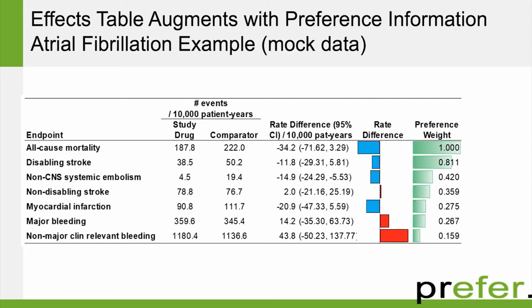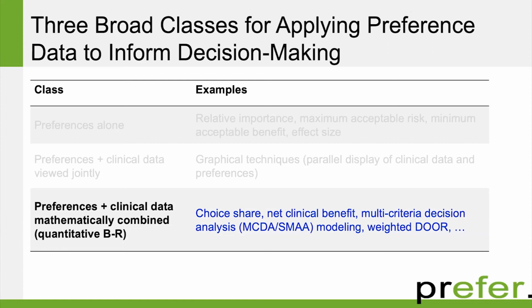It basically is an augmented effects table. Now, when you look at this, it also makes you think, well, why can't we go the next step and combine that information, the rate difference information, and the preference weight information? And that brings us into the third class of methods. So next slide. So here we're talking about the quantitative benefit risk methods where you mathematically combine preference and clinical data. And I'll just do two methods. There are a variety of techniques around, and they're growing in popularity, and they're beginning to become less academic and more used in the regulatory context.